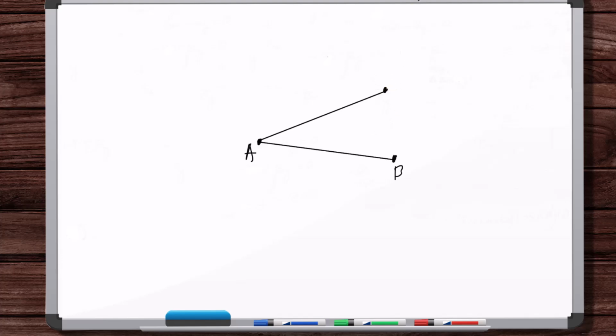Okay, so now let's think about it. We have point A here. How many unique lines can we draw through point A? Well, there's an infinite number of them. Infinite.